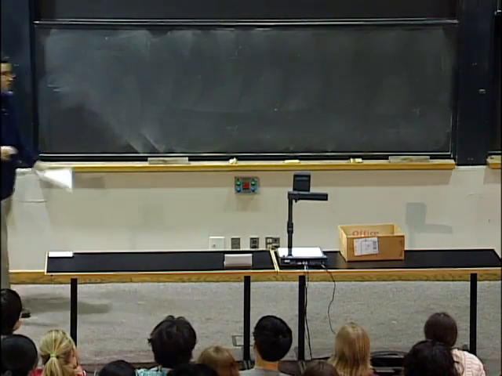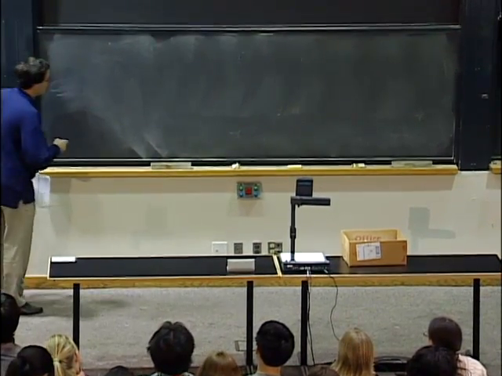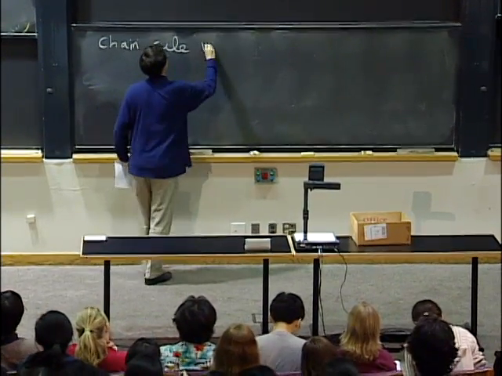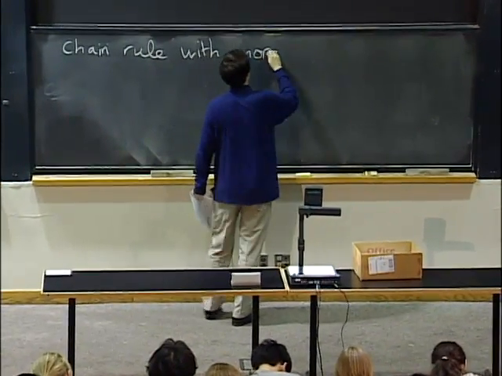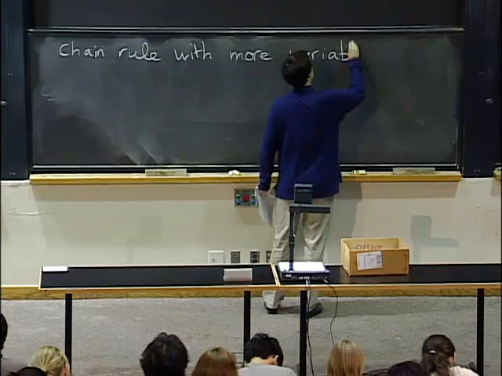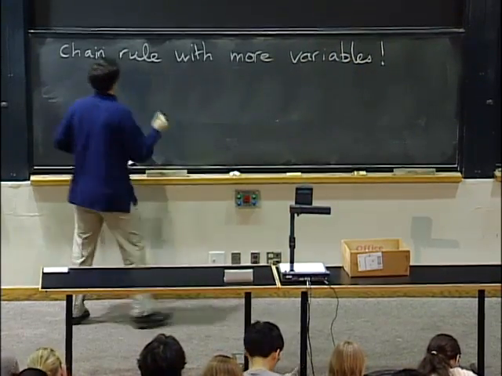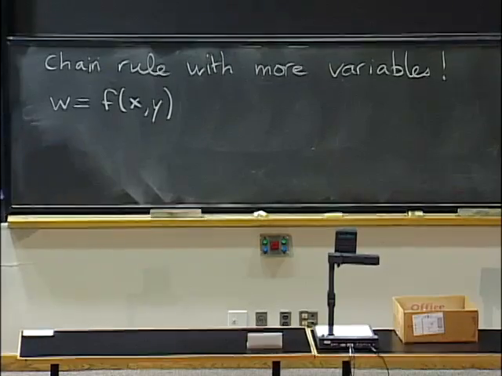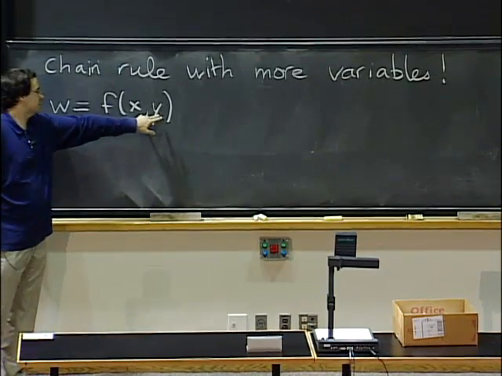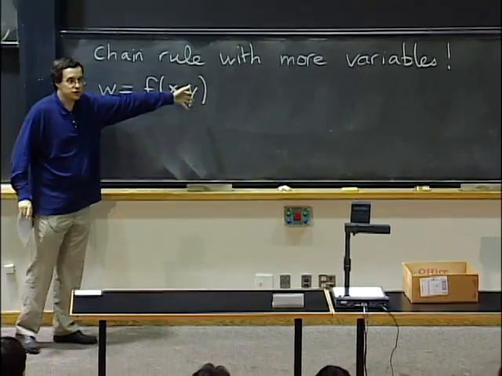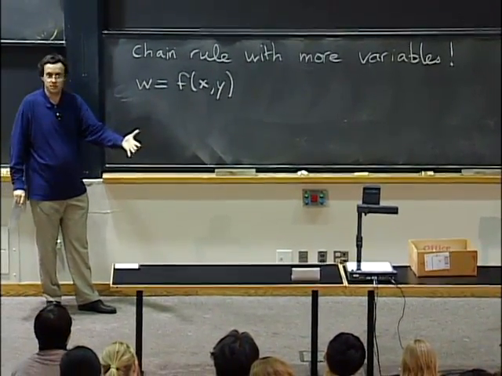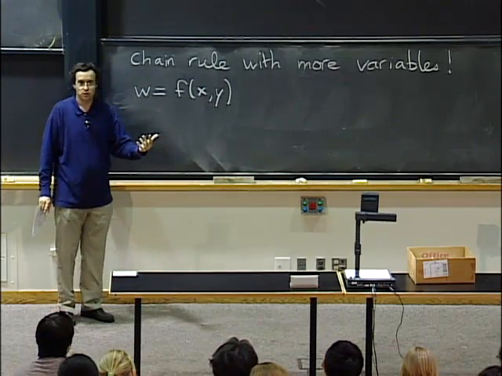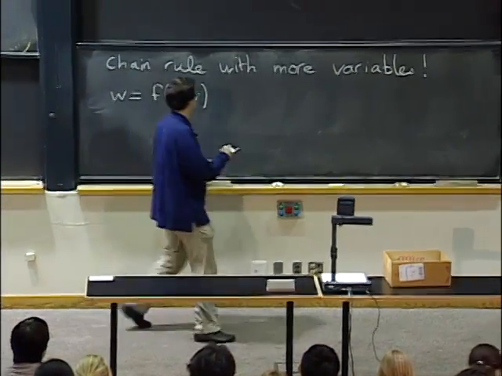Okay. Now, let's go to something even more crazy. I claim we can do chain rules with more variables. So let's say that I have a quantity, let's call it W today, as a function of, say, two variables, x and y. In the previous setup, x and y depended on some parameter t. But actually, let's now look at the case where x and y themselves are functions of several variables, let's say two more variables. Let's call them u and v.